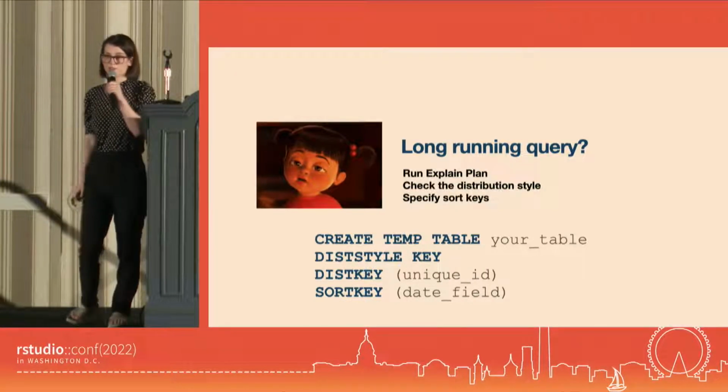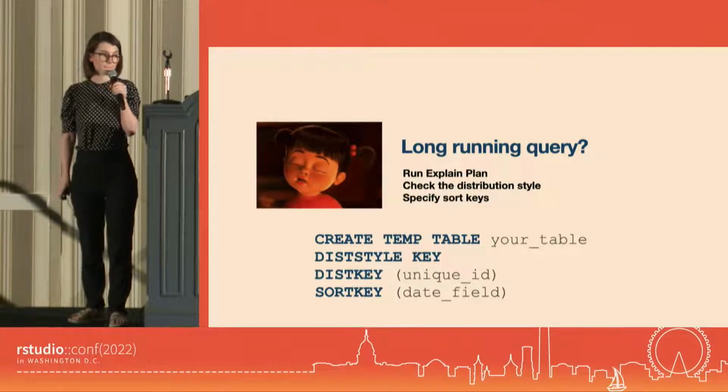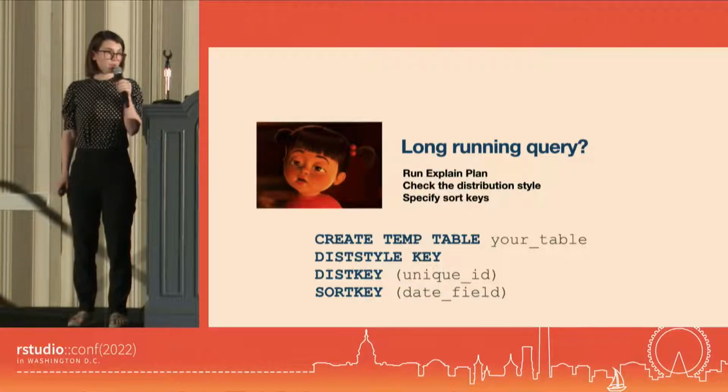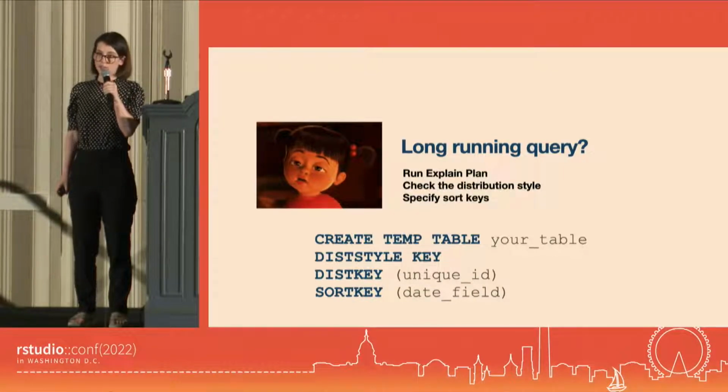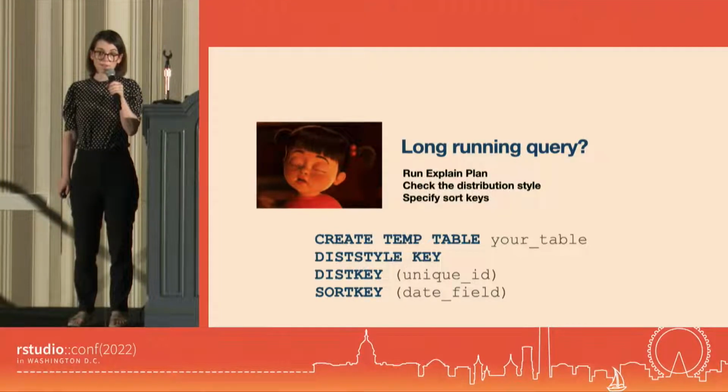So if you find yourself with a long-running query, there are a few things you can do. You can run an explain plan, you can check the distribution style, and you can specify sort keys. And that is how you can save hours of time with just a few lines of code.